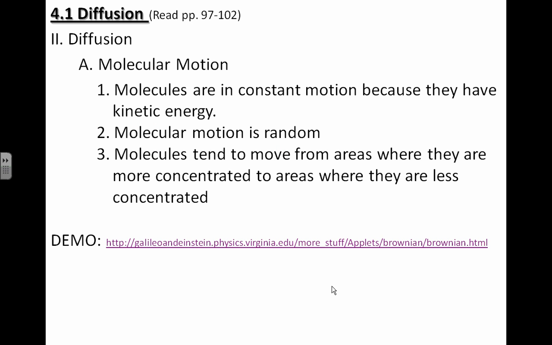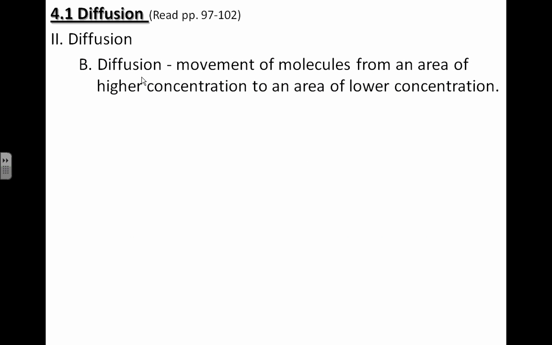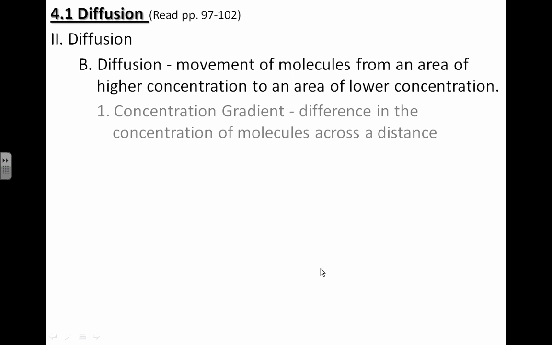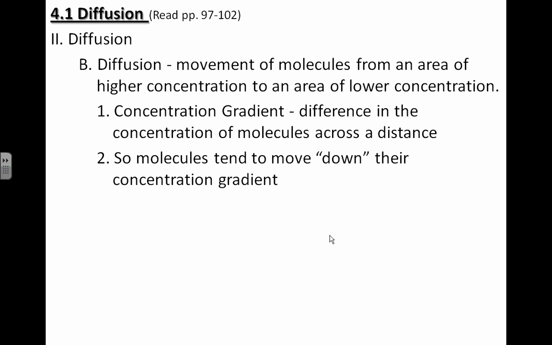Overall, this will result in the diffusion of substances from areas that are more concentrated to areas that are less concentrated. This is known as diffusion. So again, diffusion is defined as the movement of molecules from an area of higher concentration to an area of lower concentration. A concentration gradient is the difference in the concentration of molecules across a distance. So in this sense, we can say that molecules tend to move down their concentration gradient.